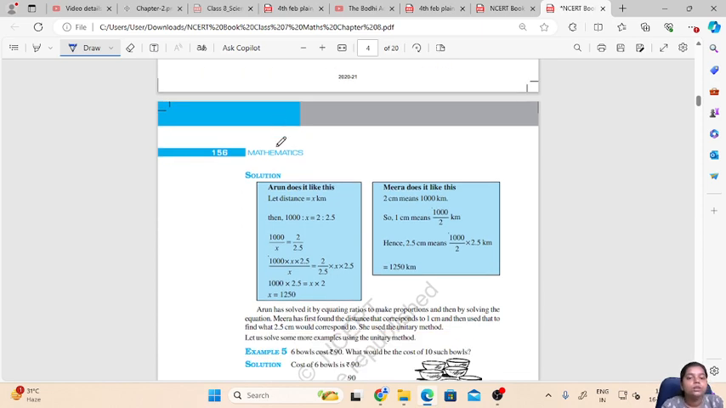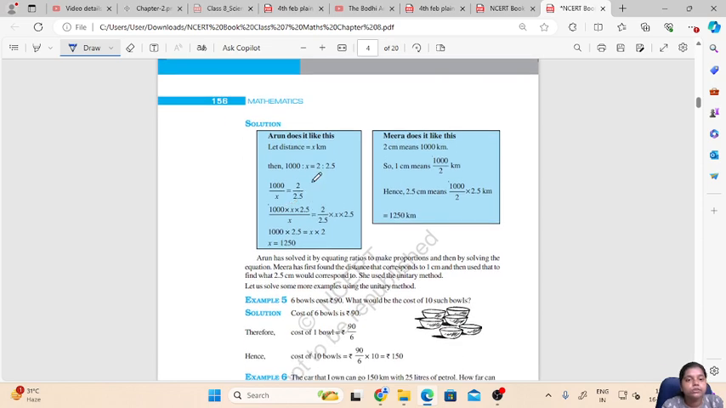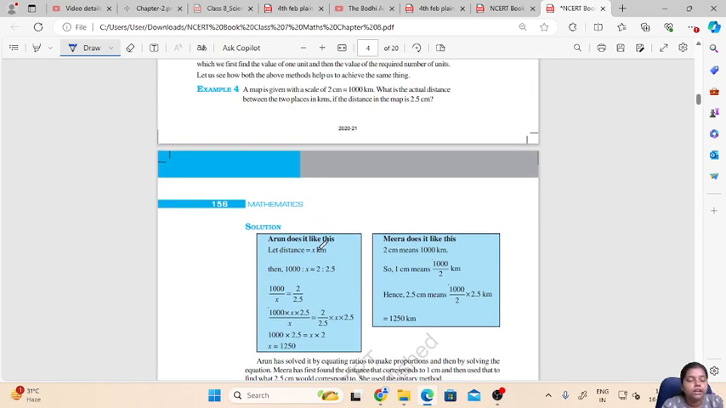So here Arun and Meera, they did it. Arun did it in the equivalent ratio method, and Meera did it in the unitary method. So we'll see both the methods. In the equivalent ratio method, Arun solved like this. He considered the distance which has been asked as x kilometer, because we don't know, we have to find it out.